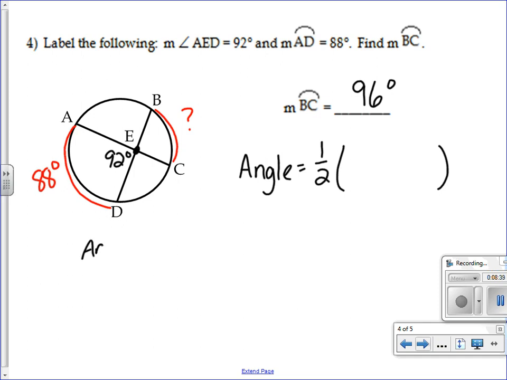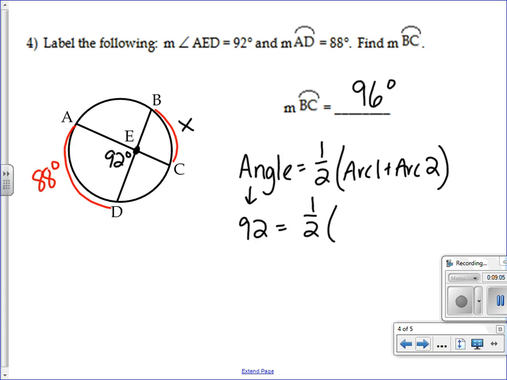So if your angle is inside the circle, what does that mean you do? It means you're going to add. So I'm going to call this missing arc X, and I'm going to fill in what I know. So my angle is 92 degrees. Drop down 1/2. And I'm going to add arc 1 plus arc 2. So I'll just call arc 1 88. Arc 2 is my missing one. We'll call it X.